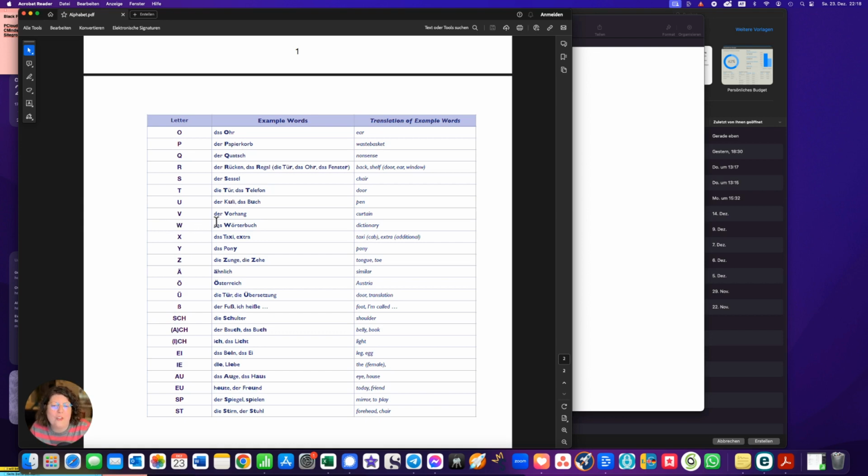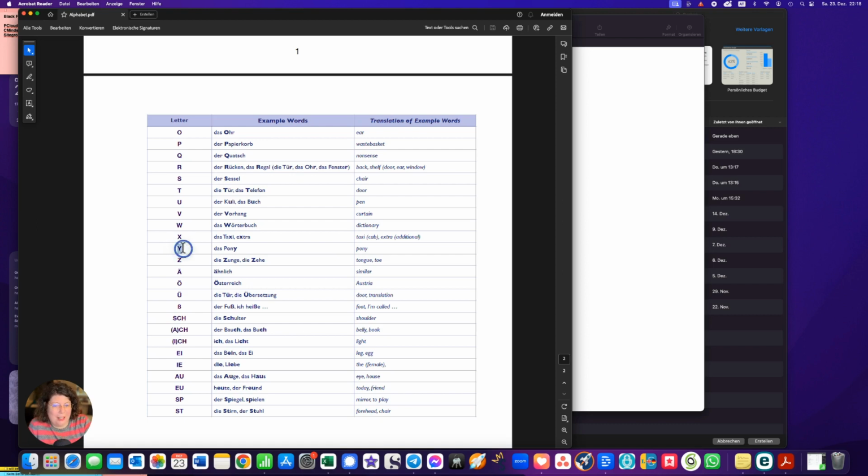Das Wörterbuch is a good example. That's a dictionary. Oder das Wort, which is a word. The next letter is X, like das Taxi. Oder, that's a cab, taxi. Oder extra, that means extra, something additional or different.